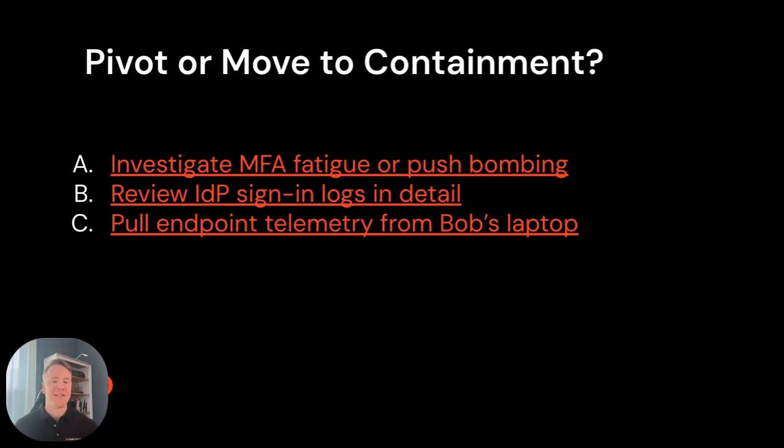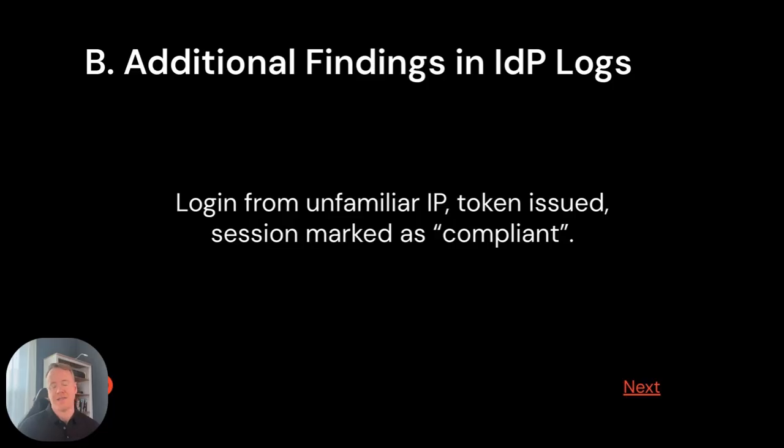So do we want to investigate MFA attacks? Do we want to review IDP sign-in logs? Do we want to pull endpoint telemetry? Let's say we want to review IDP activity. Well, we know that there was a login from an unfamiliar source, but otherwise, the login was marked as compliant. Nothing unusual. So what does that mean?